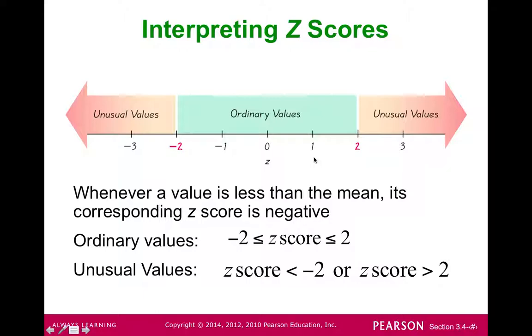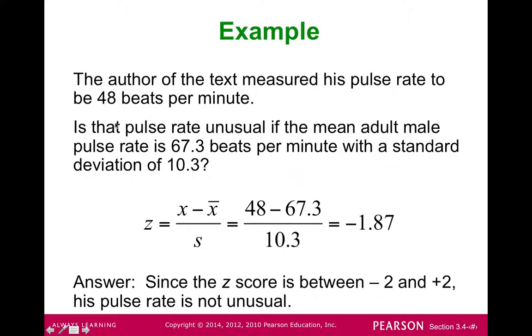So ordinarily, z-scores fall between -2 and 2. Anything outside of that, either greater than +2 or less than -2, would be considered unusual values. When we calculate a z-score, we can then look at the number that we calculate and ask ourselves, is this an ordinary value, meaning it falls in here, or is it an unusual value, meaning it falls outside? So here's an example.